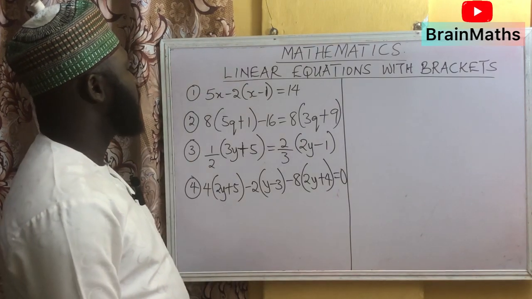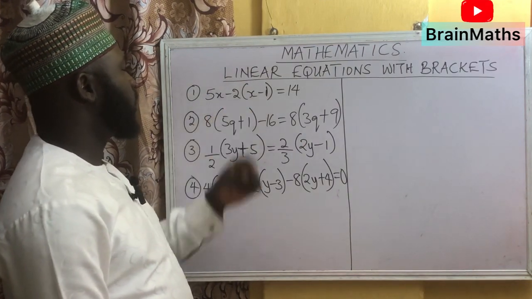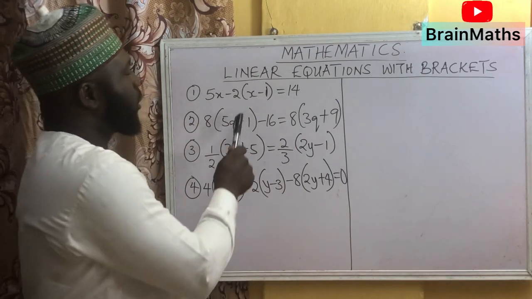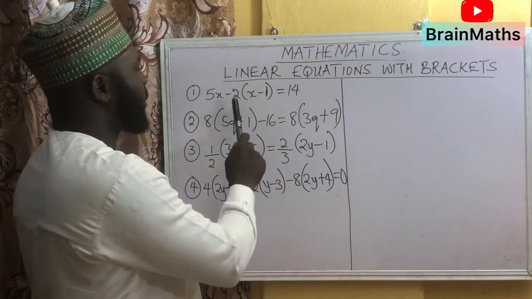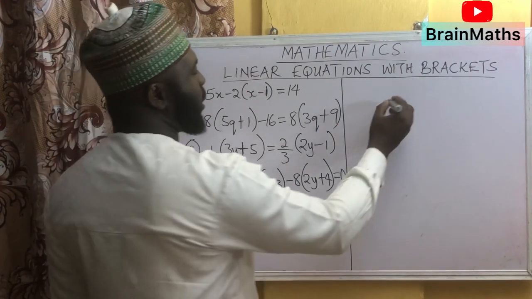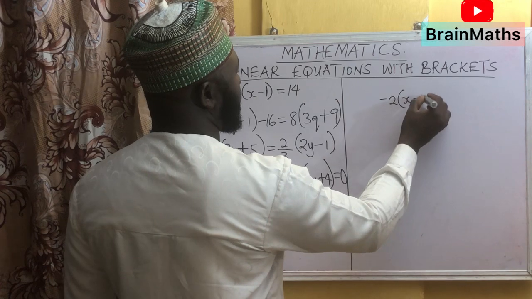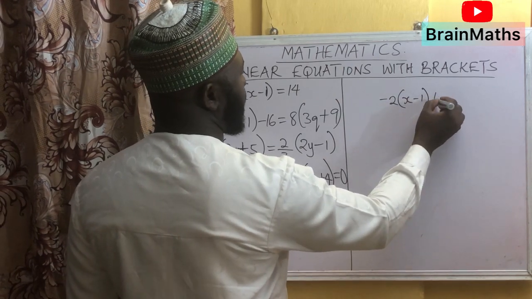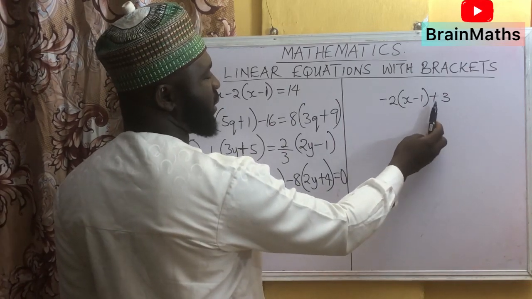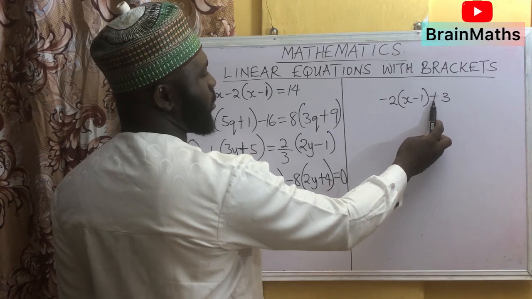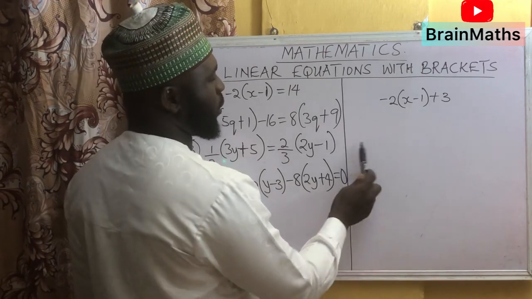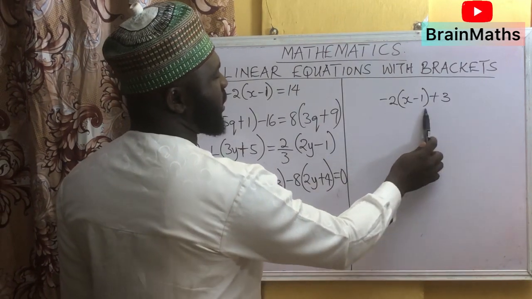Looking at question number 1, we have 5x minus 2 into x minus 1 equals 14. To solve this kind of problem, what matters is what is inside the bracket and what we have outside it. If you are having minus 2(x minus 1) plus 3, what we have after the bracket, once it is a sign, then we have no business with that figure. The only thing that matters to us is this minus 2 opening this bracket.